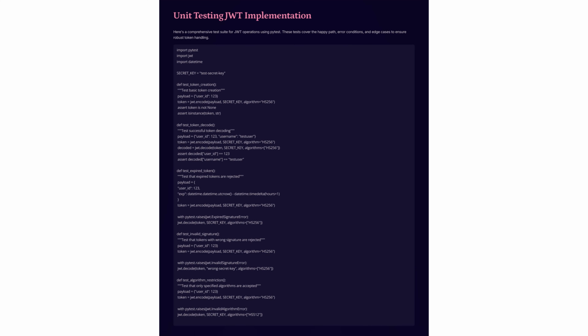Unit testing JSON Web Tokens ensures robust token handling. Test token creation by encoding payloads with HMAC using SHA-256, verifying non-null string tokens. Decode tokens to confirm payload integrity. Check expired tokens trigger expired signature error. Validate signature errors with incorrect keys. Restrict algorithms to prevent invalid algorithm error. These tests cover happy paths, errors, and edge cases, ensuring secure JSON Web Token operations.